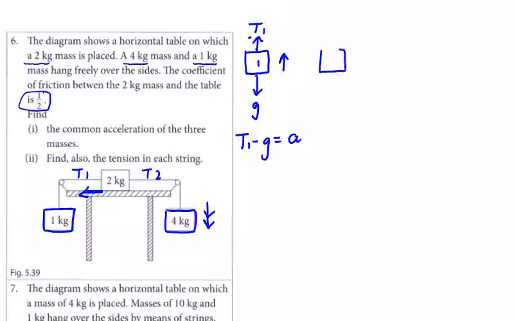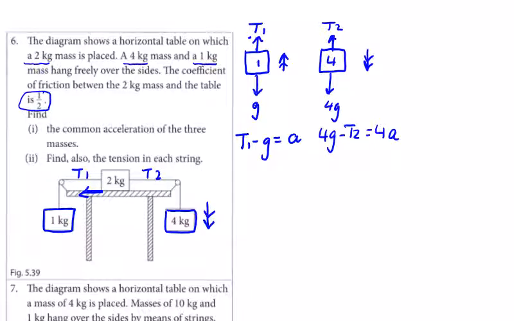Now I'll do my 4 next. It's the other one hanging over. 4 is going down this way. This is the second string, so T2, and we have 4g. So 4g minus T2 is equal to 4a.